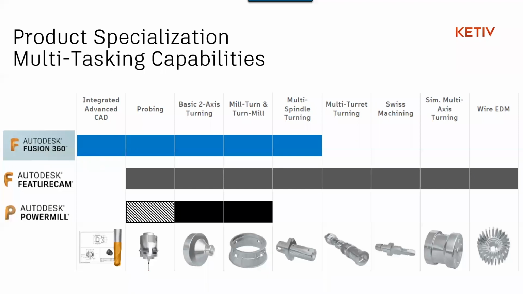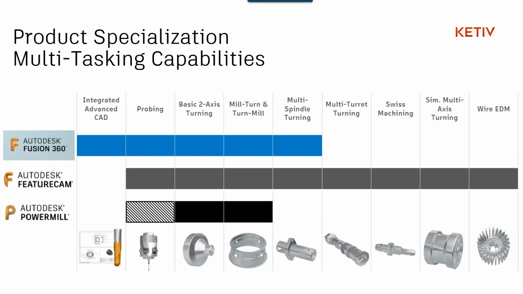We have probing, so I added that little shaded part in there. It wasn't included in this chart, but Autodesk PowerMill does have the surface inspection, so you can do probing, and you can get probing out of the software, which is why I shaded it in that color there.